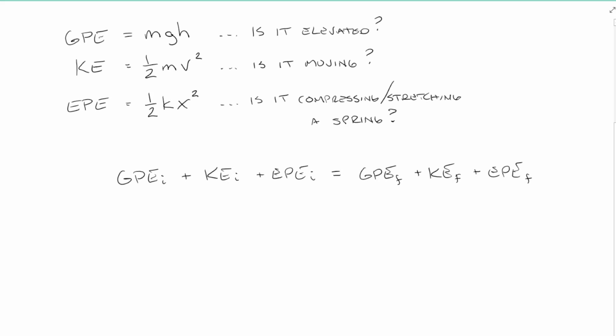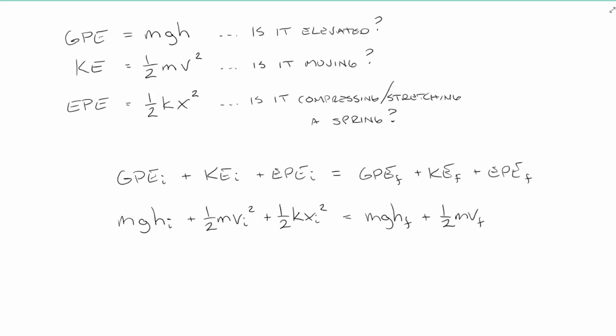And since each of these concepts has an equation associated with it, you can derive an equation for it, which says that mass times gravity times the initial height, plus 1/2 m times the initial velocity squared, plus 1/2 k times the initial stretch of the spring squared, is equal to mass times gravity times the final height, plus 1/2 m v final squared, plus 1/2 k x final squared.